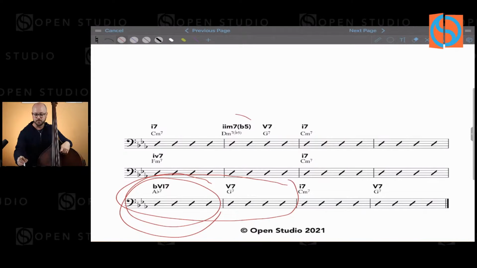That doesn't happen in Mr. PC. So if you're playing this the next time you're at a jam session or playing this tune wherever, don't play a D half diminished right there. I've heard it. It happens. I've done it too. I'm not going to lie. But we're trying to get as authentic as we can.